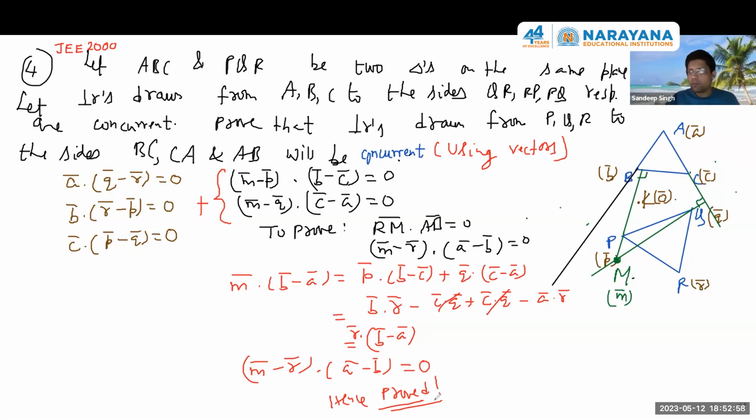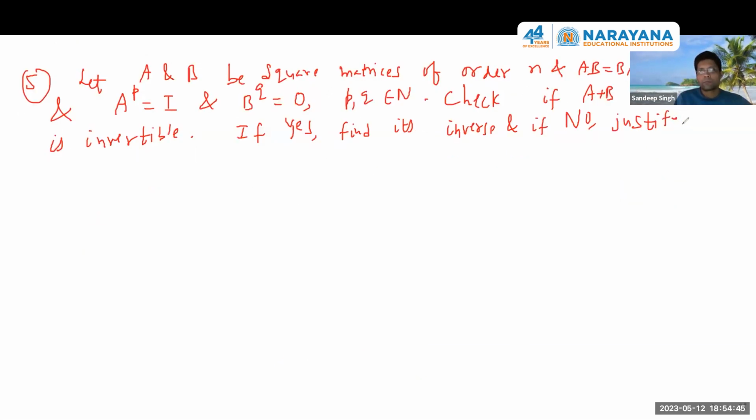Write this. Next, I will give you one matrix problem. Let A and B be 2 square matrices of the same order n, and they commute. That is, AB equals BA. A power P is the identity matrix and B power Q is the null matrix for some natural numbers P and Q. Check whether A plus B is invertible. If yes, then find its inverse. Otherwise, just ignore.